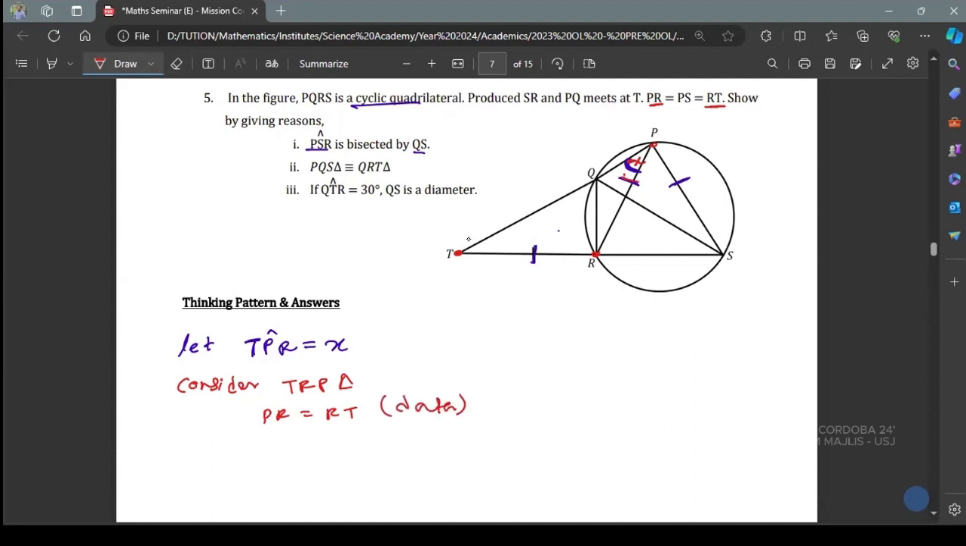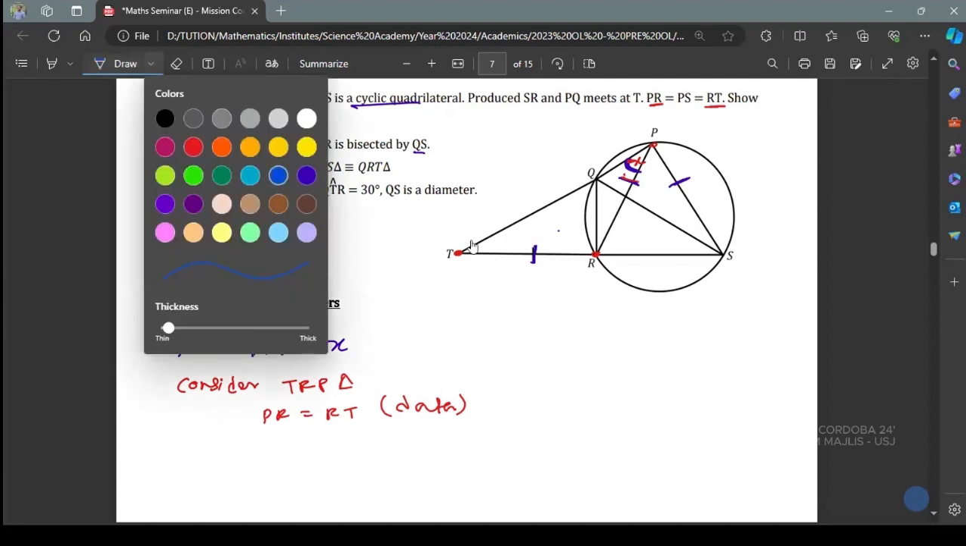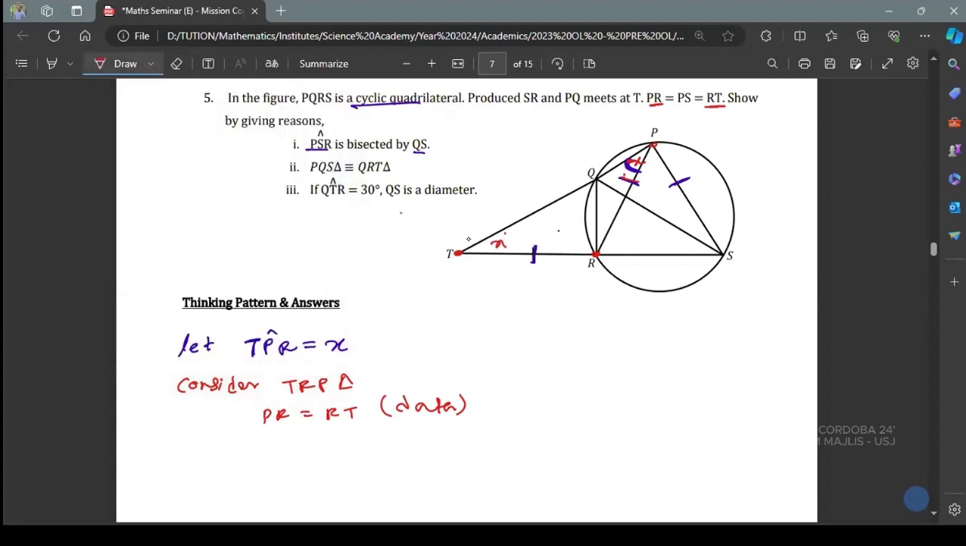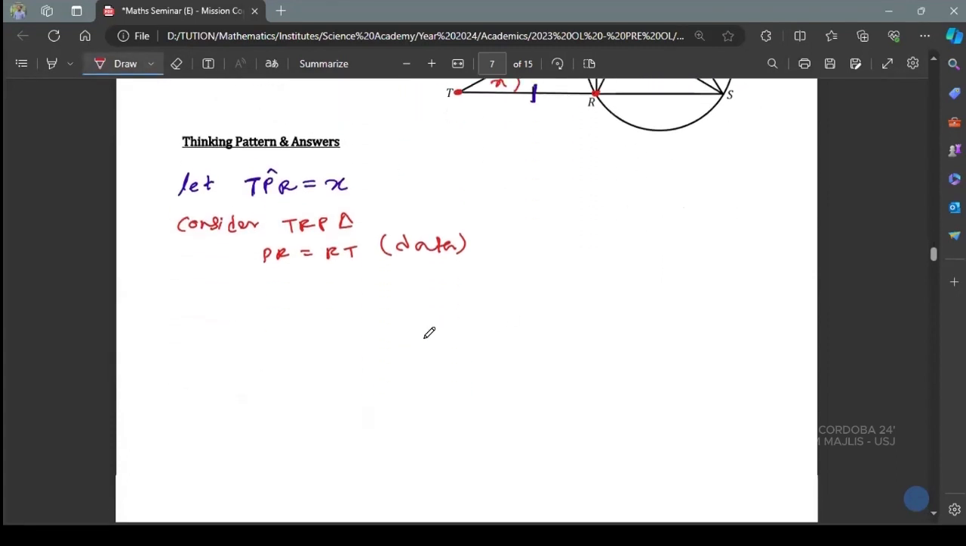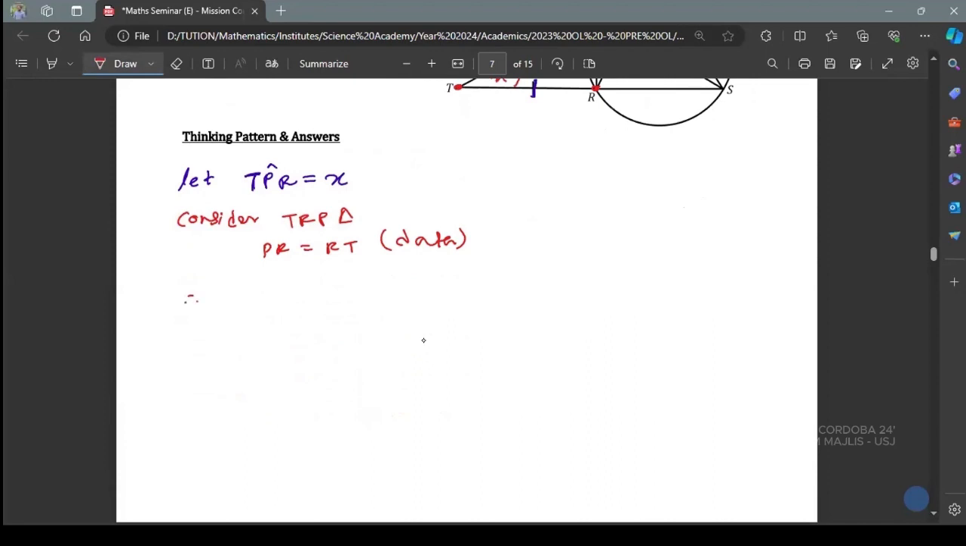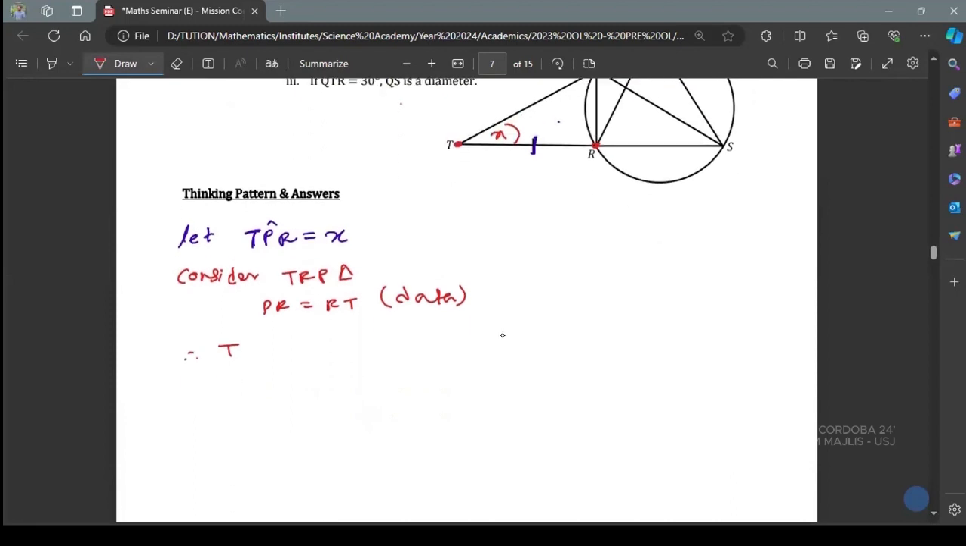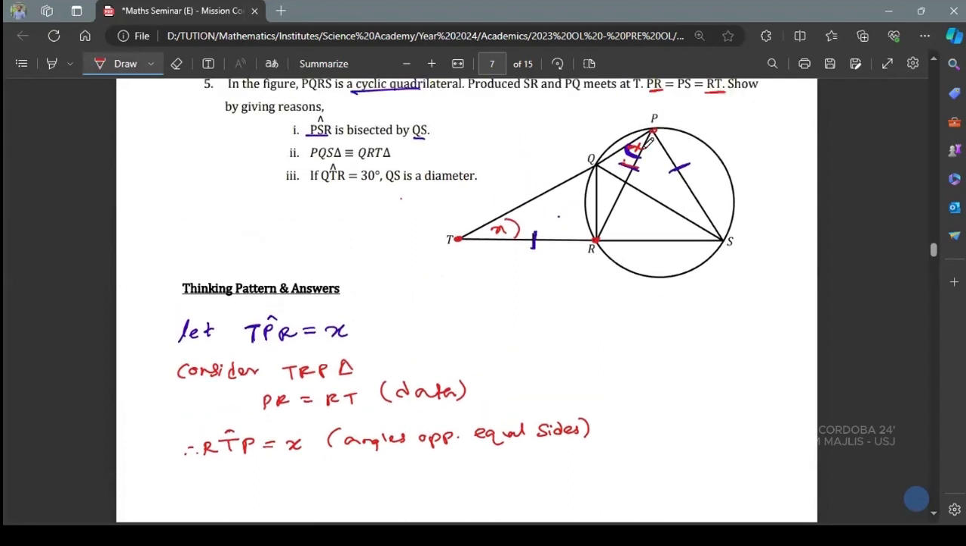And if two sides are equal in a triangle, angles opposite to the equal sides are equal. Therefore, this angle is also X. Therefore, I can say RTP angle is also equal to X. Why? Angles opposite to the equal sides. Okay. So this one is also X. This one is also X.